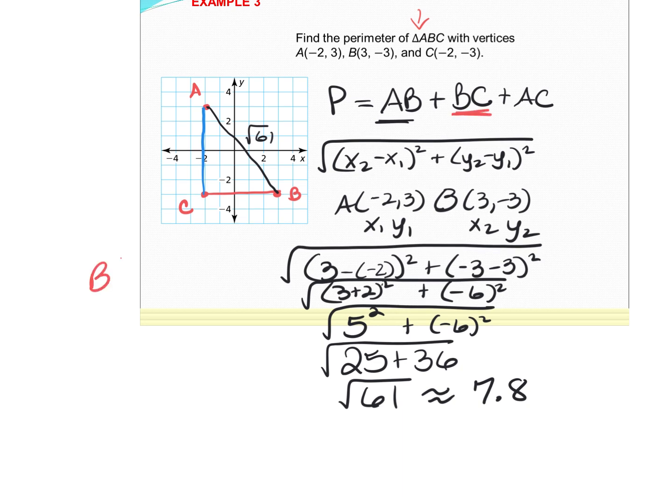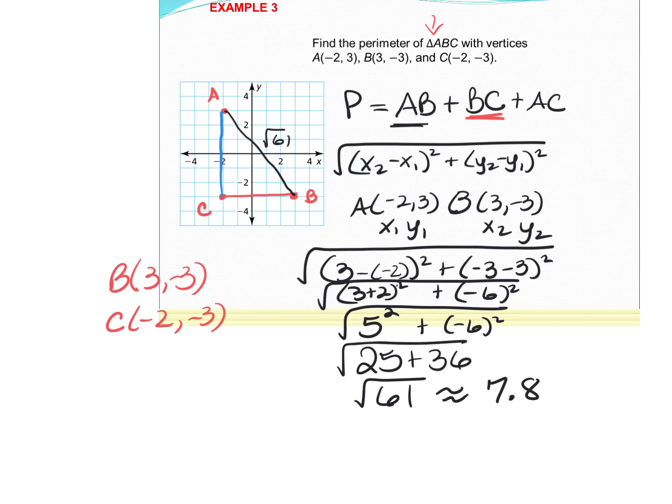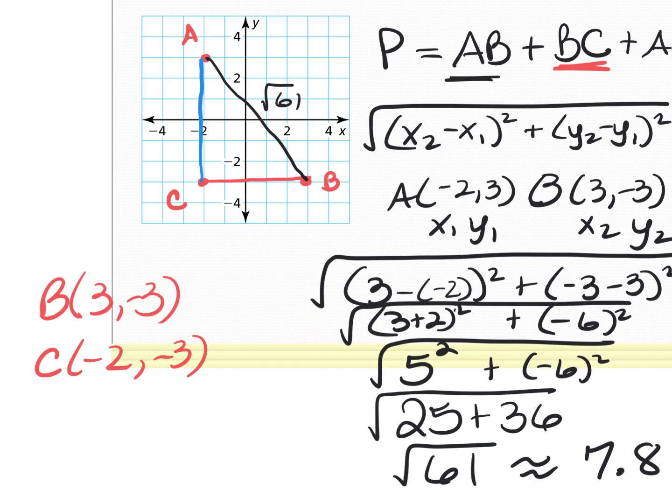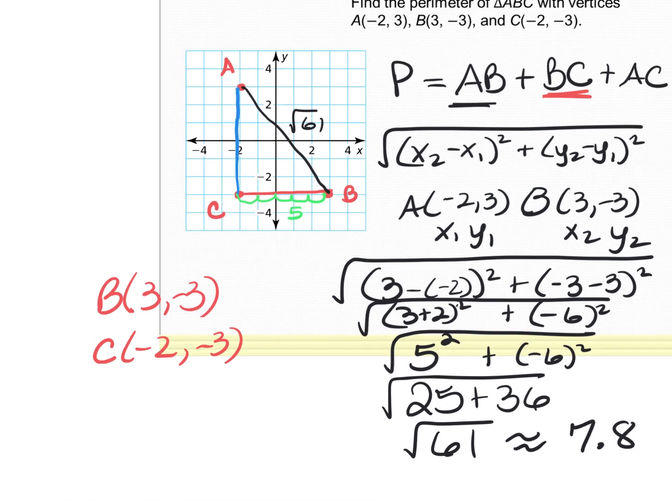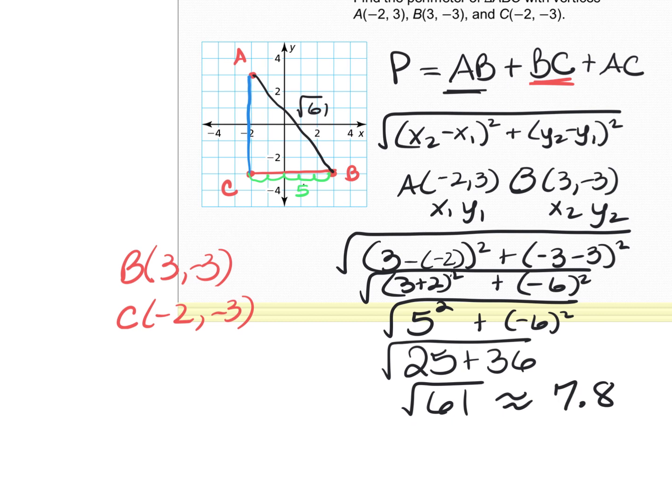So my ordered pair for B is 3, -3. C is -2, -3. So for BC, you can either choose to count the little squares. So BC is 1, 2, 3, 4, 5. BC has a length of 5. Or what you could also do, if you didn't have a graph, is just subtract the coordinates.